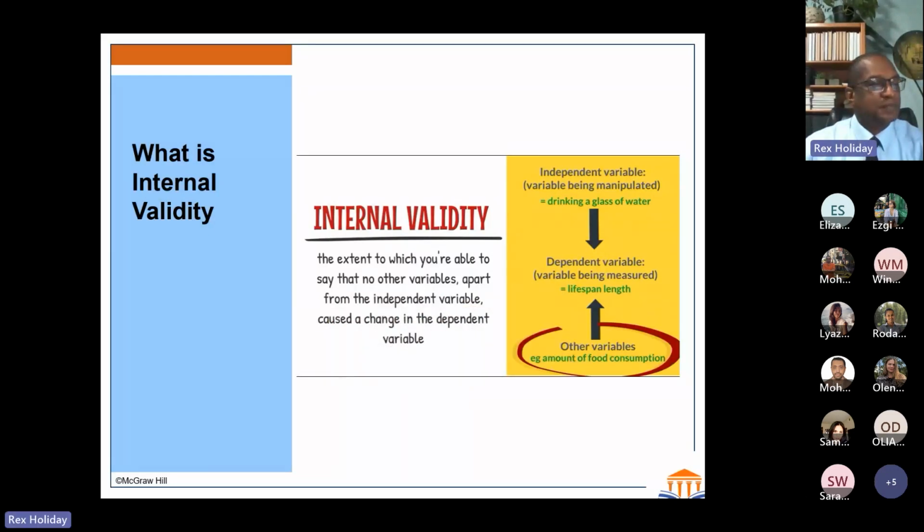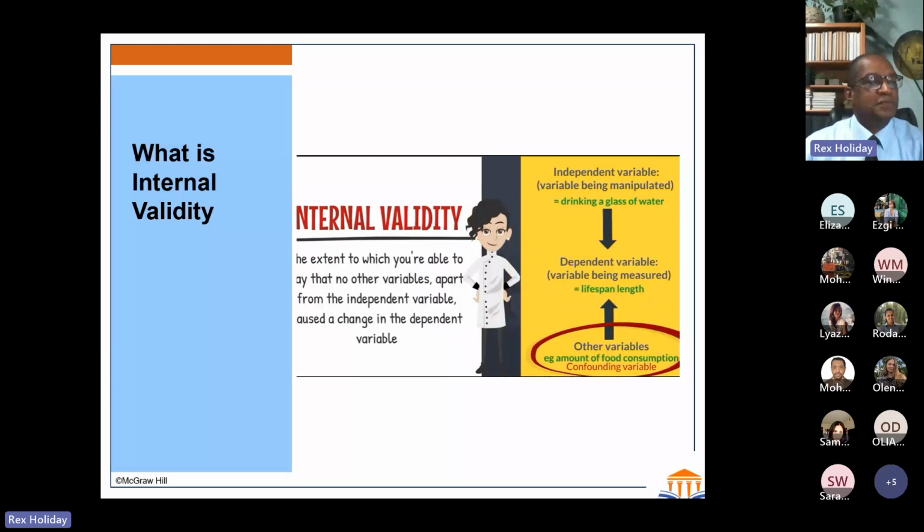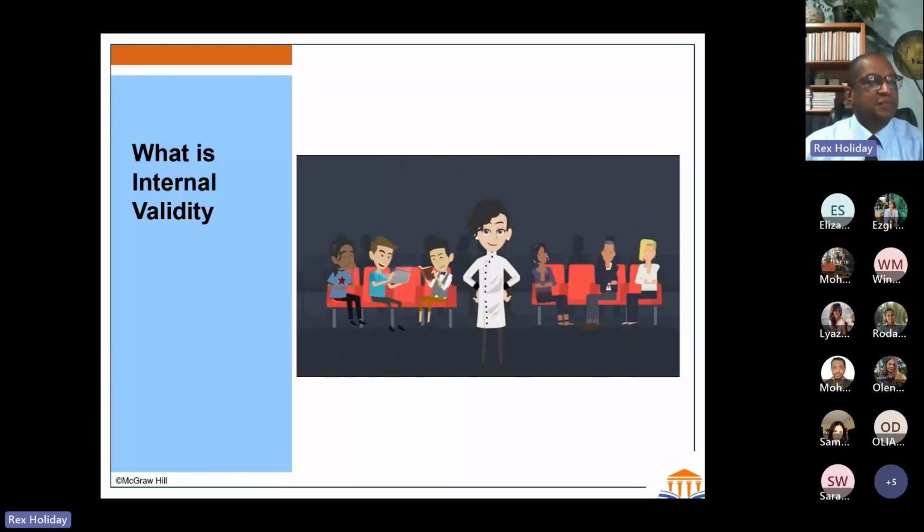Factors other than the independent variable that may influence the outcome of the experiment are called confounding variables. So for the example, lack of food is a confounding variable in this lifespan study. Given variables other than the independent variable can influence the dependent variable in this lifespan study, this study has poor internal validity.